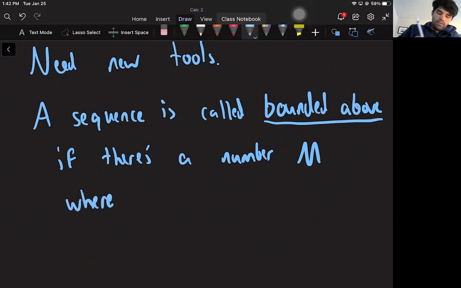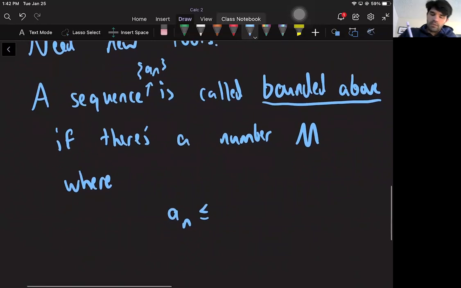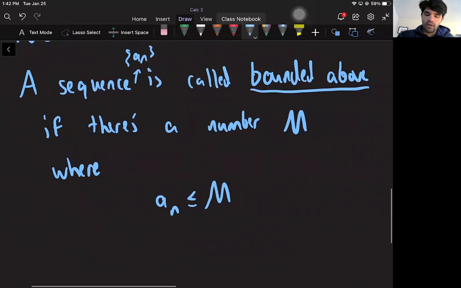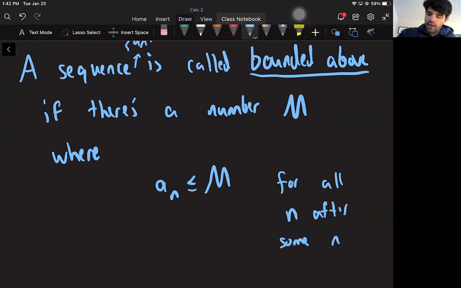And what does it do? Well, it does what I said, except in math symbols: a_n, the terms in the sequence. I guess I should have named the sequence earlier. Let's do that. The terms in the sequence are going to be bounded by it, meaning below it, because it's bounding the numbers above. So all the numbers are smaller than this bound for all n after some nth term.